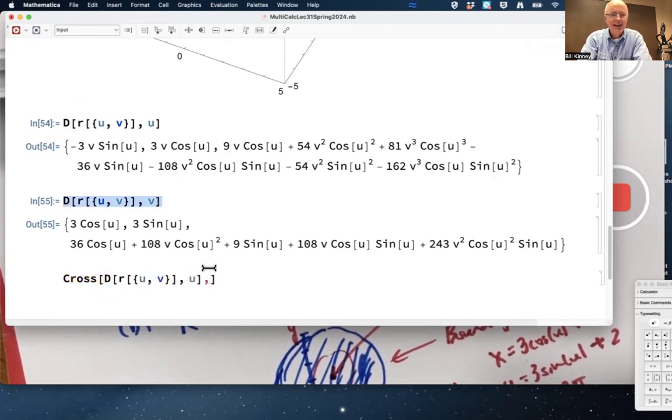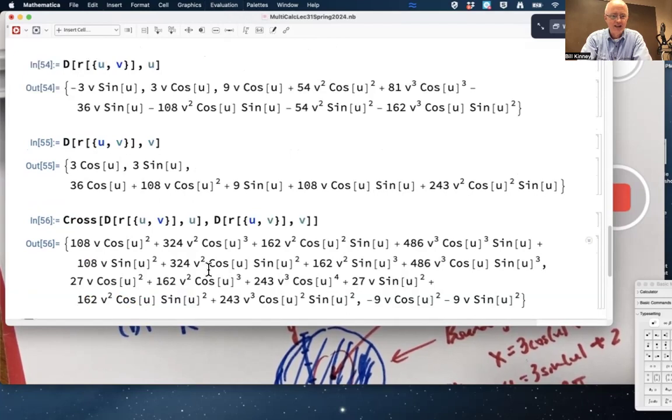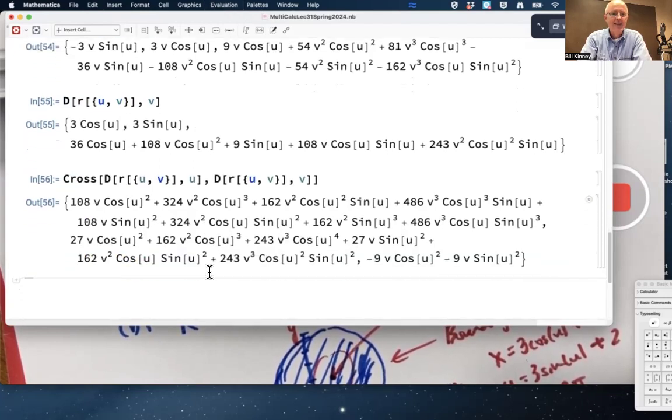Could I do this? I guess so. And then the magnitude of that. I've got to dot that thing with itself.